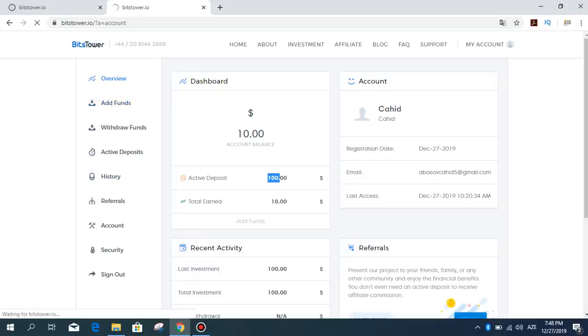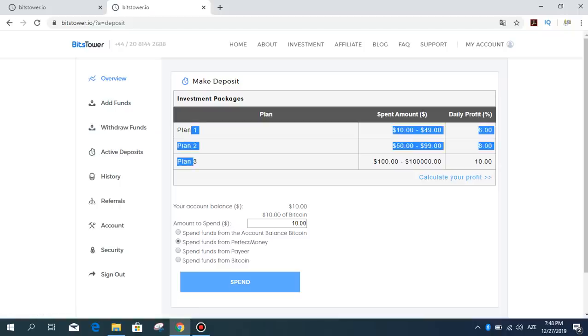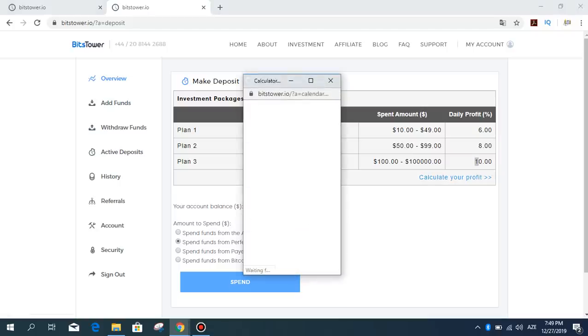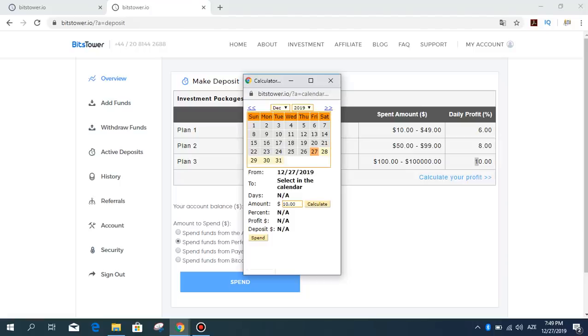In the funds area, there are three plans. Plan one, daily profit 6%, plan two, daily profit 8%, and plan three, minimum amount $100, which is what I invested, with daily profit 10%. You can calculate your profit: enter the amount, for example $10, or $100, calculate, 10%, and profit for example 1 day profit $10, 2 day profit $20, $30 and $40.